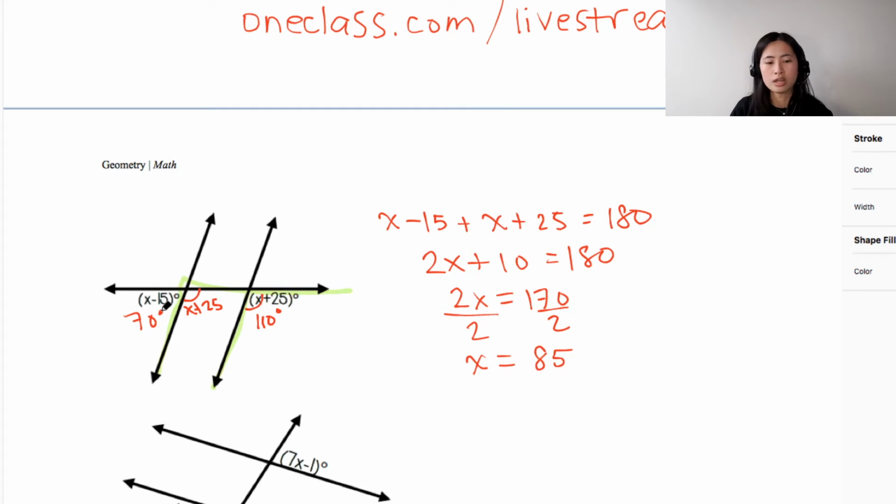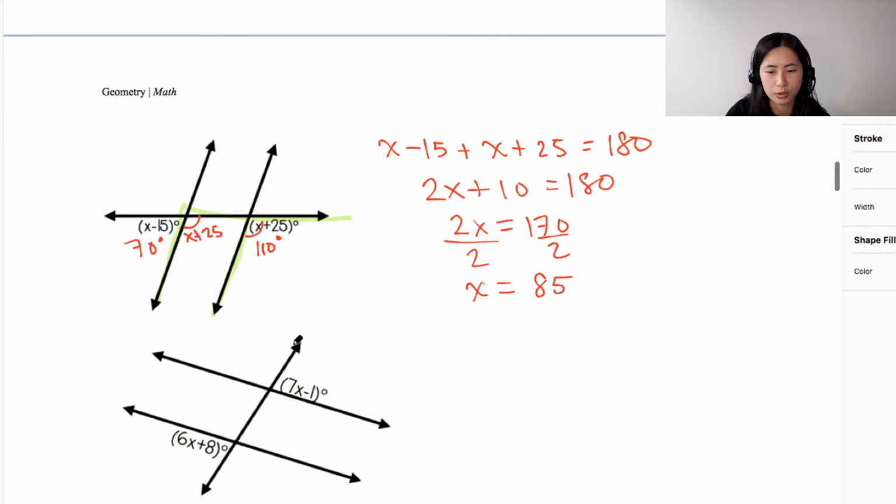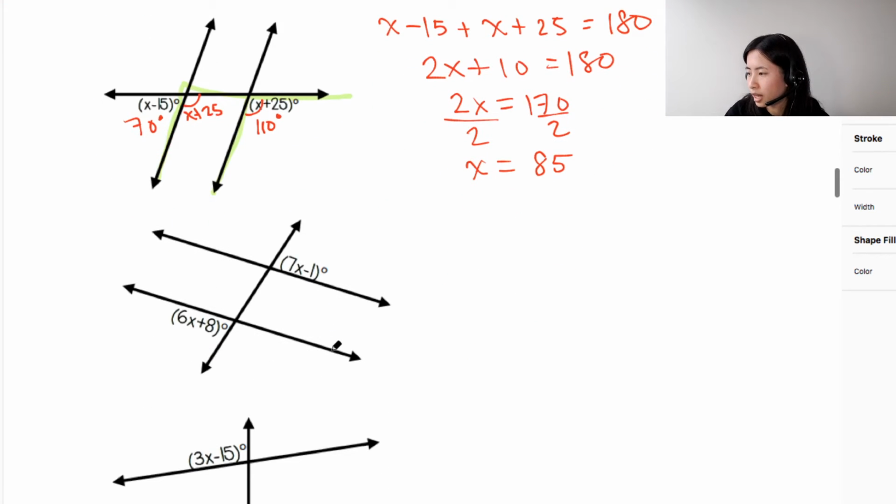Okay, there we go. So yeah, we can actually use the F pattern. I think this is the most straightforward concept to apply. And yeah, we have 70 degrees and 110 degrees. Okay, great. So let's proceed to the next figure.